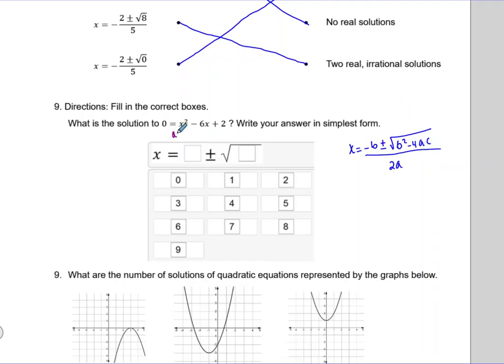Well, a is the coefficient of x squared, which is, there's a 1 here. b is the coefficient of x, which is -6, and then c is the constant, which is 2. So we're going to plug these numbers in here. I plugged all the numbers in. Notice I used parentheses because this just helps, and then I'm going to now solve this using Desmos.